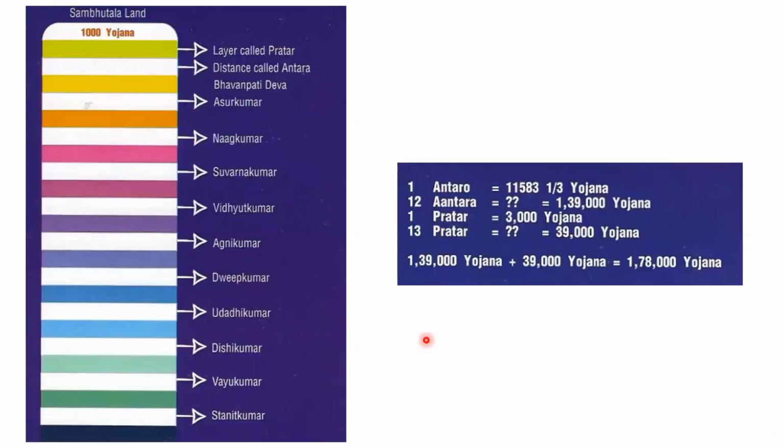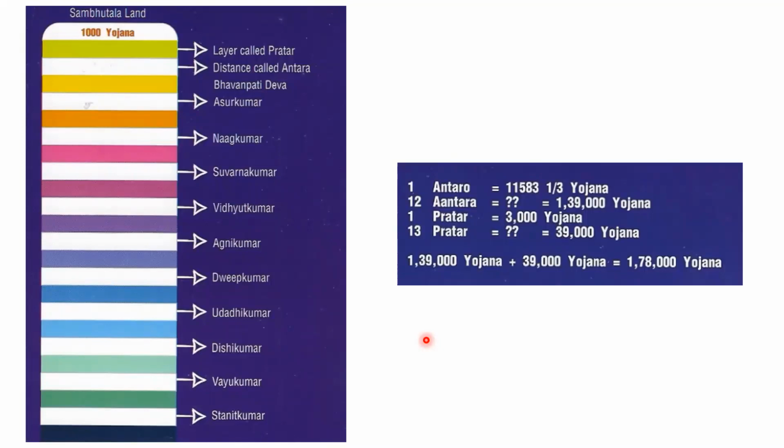So let's see the structure of the first Narkavas. We saw in our last class that the first Narkavas is 180,000 yojans. And if you leave out the first 1,000 yojans and the last 1,000 yojans, the middle 178,000 yojans is divided into 12 sections. Each of these sections, we saw, is known as Antra, and each Antra is 11,583 yojans. Between the Antra, there is what we call a layer of Pratar. And this Pratar is 3,000 yojans. So if you see the Bhumi of the first Narkavas, you have got Antra, you have got Pratar, you have got Antra, you have got Pratar, and so on and so forth.